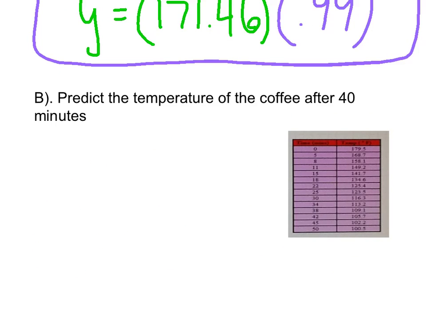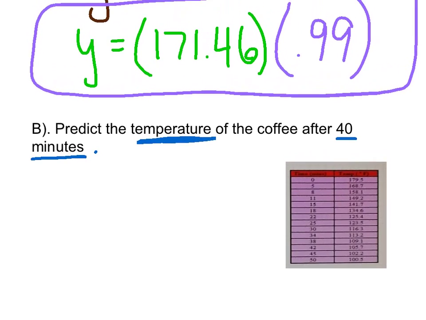All right, part B is real friendly. It says predict the temperature of the coffee after 40 minutes. Okay, so we're just going to use the equation we wrote, and I've got it right above there.